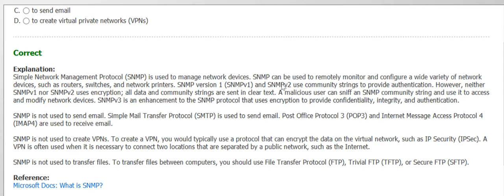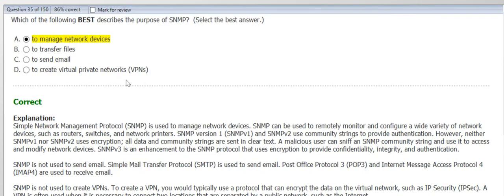We have SNMP1, SNMP2, which use community strings. We have also SNMP3, which uses encryption as well to provide CIA. SMTP is used to send emails. POP3 and IMAP4 are used to receive emails. To create VPNs, we have a protocol which encrypts the data on virtual networks, which is IPsec. It is usually used to connect different locations which are separated by a public network or the internet. So for file transfer, we use SFTP, TFTP, and FTP.